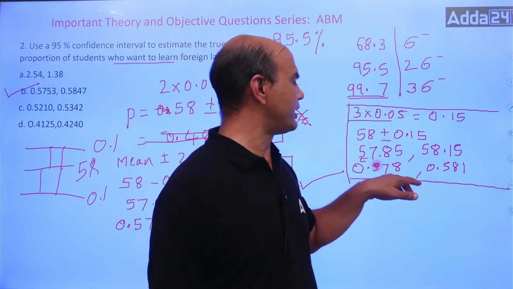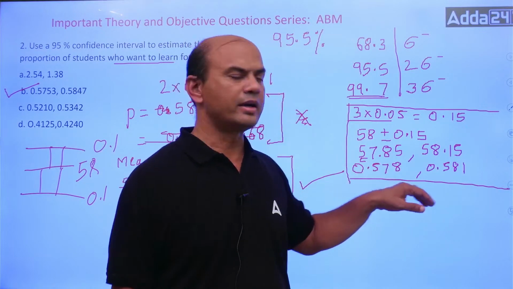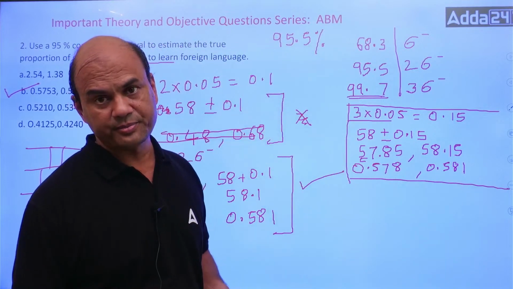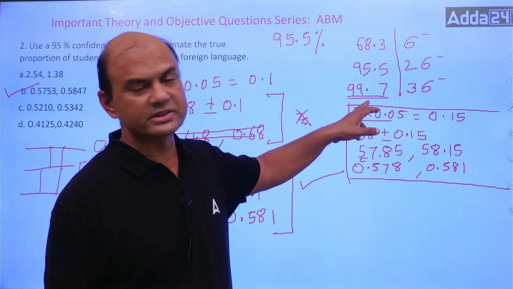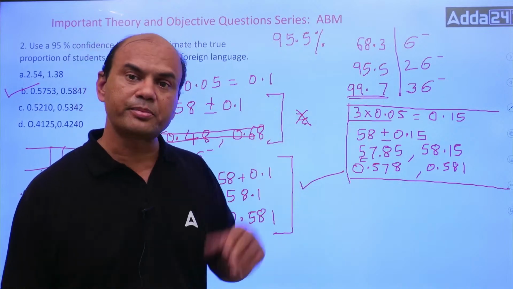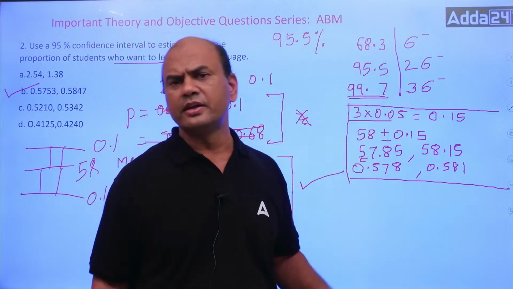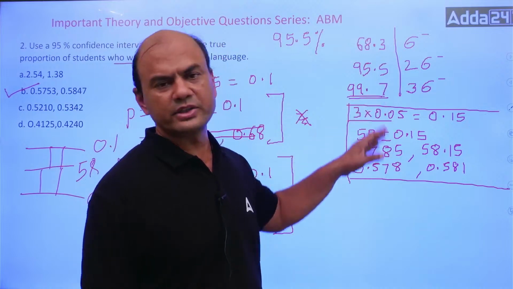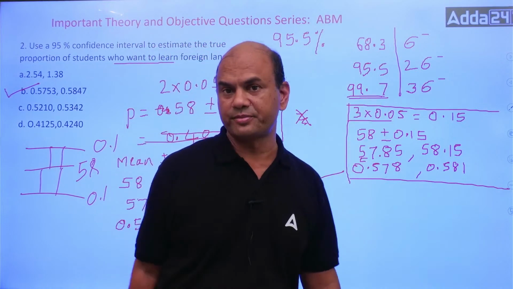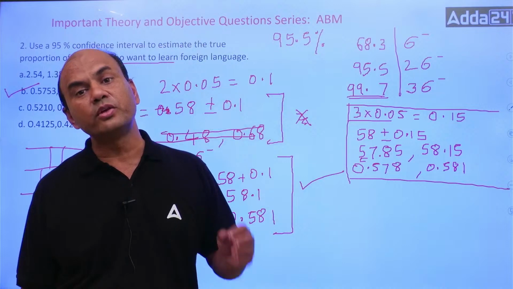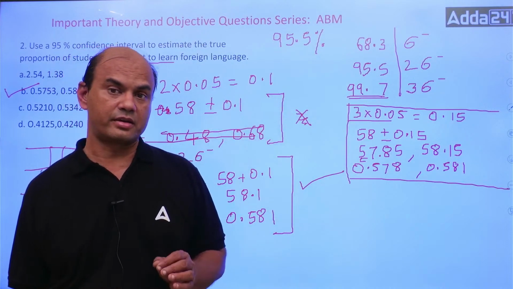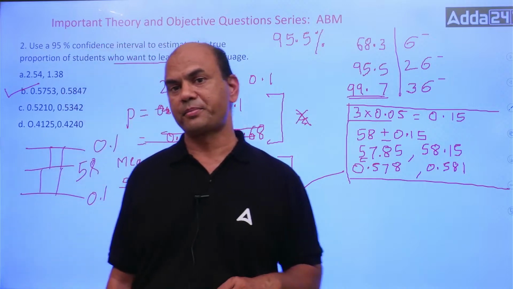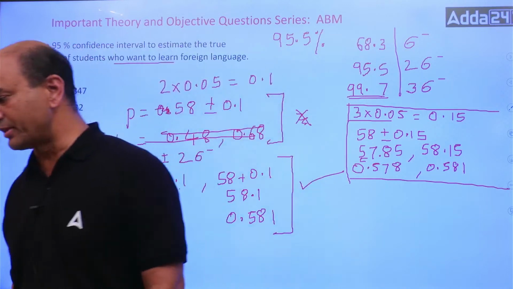So if you divide by 100, you'll get 0.581 and 0.578. If they ask you for 3 standard error, that means 99.7% confidence. If they ask you for 68%, this one 68.3, then only a single 0.05: 0.05 up, 0.05 down. Now you give me the answer. If I want only one standard error, you give me the answer in the comment section. What is the maxima? What is the minima? Let me see.